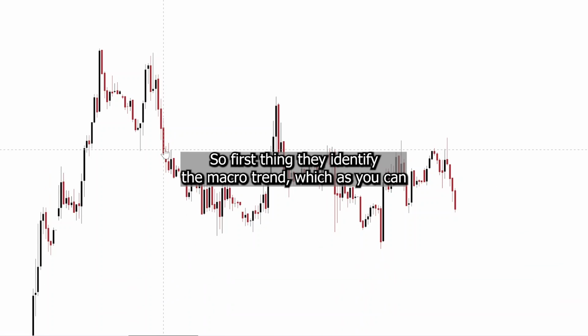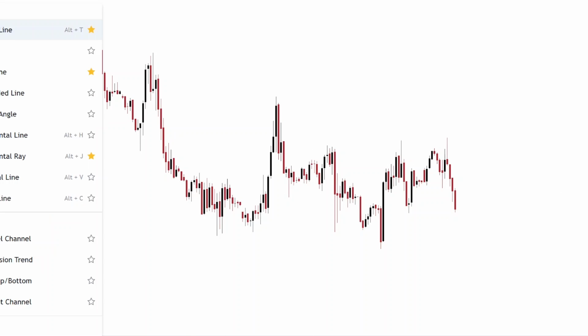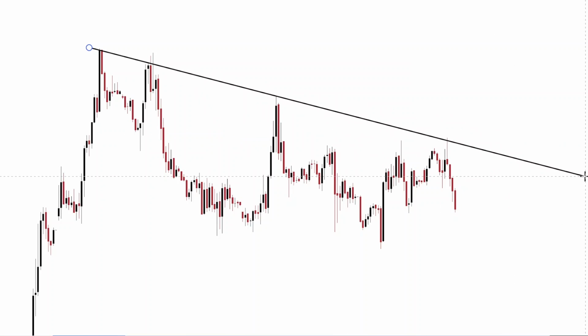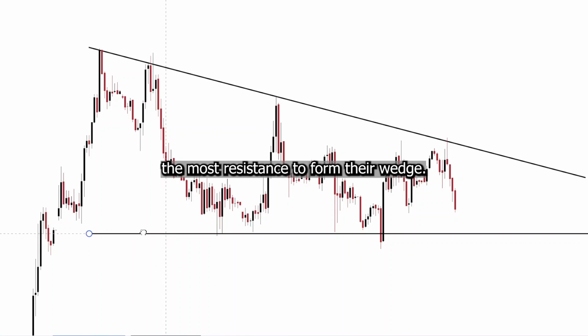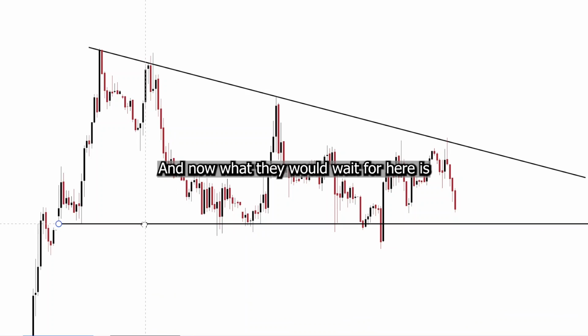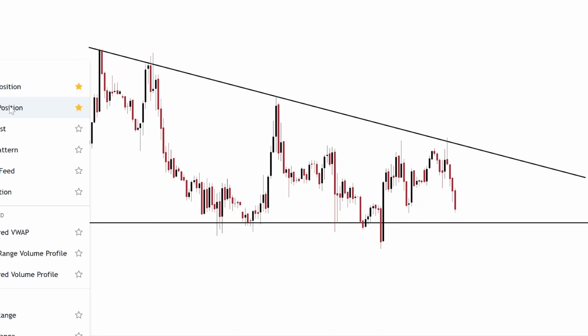First thing, they identify the macro trend, which as you can see here is bearish. Price is making lower lows and lower highs. Now they would draw their trend line. They would look at where price is making the most resistance to form their wedge. And now what they would wait for here is for price to break out of these ranges.